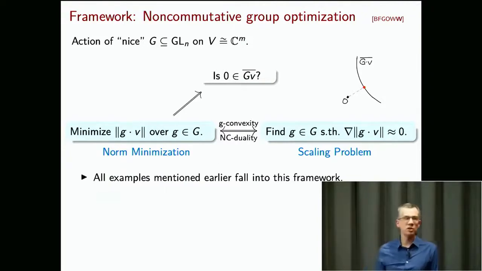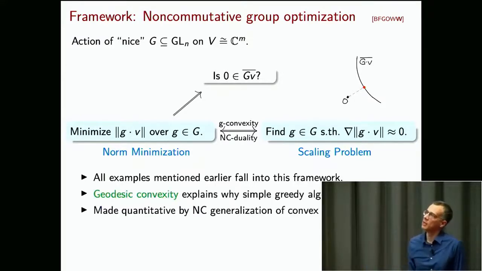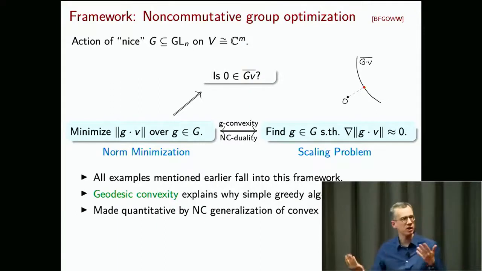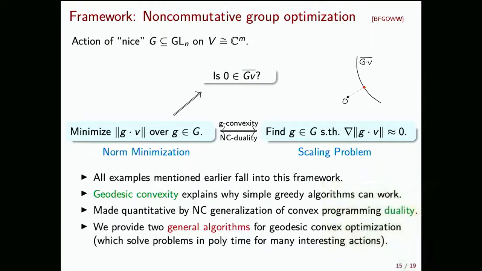So it turns out all the examples I gave before in the list that we weren't supposed to read fall into this framework in one way or another. The fact that there's this convexity explains why a local greedy algorithm can work. We can make it quantitative by something we like to call noncommutative duality. It's a noncommutative generalization of duality as one knows it from ordinary convex programming. And then there's also first algorithmic progress on this line.